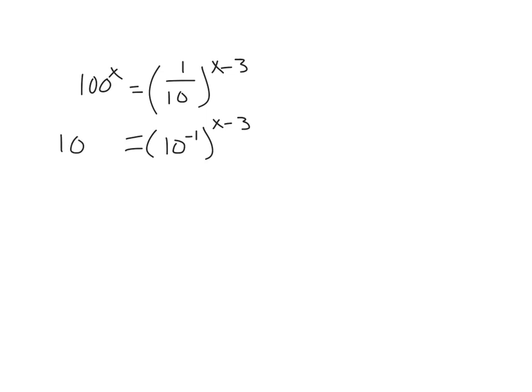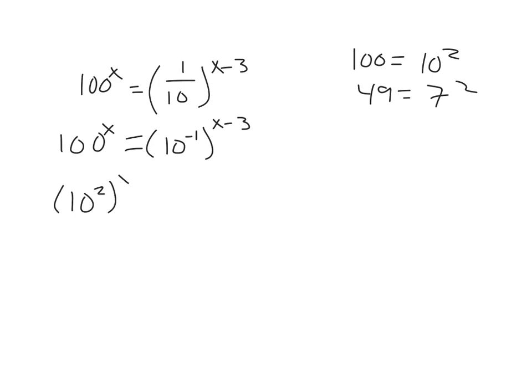Now, looking at the left-hand side and the right-hand side, we see that there's a 100 and there's a 10. Well, we know that 100 is actually 10 squared. And so remember, we're going to have to be comfortable looking at numbers in a different light, being able to see, like, 49 is equal to like 7 squared. Okay, so we're going to have to remember our multiples, remember our squares. And so looking at this, we now have 10 squared to the x power is equal to 10 to the -1 to the x minus 3.